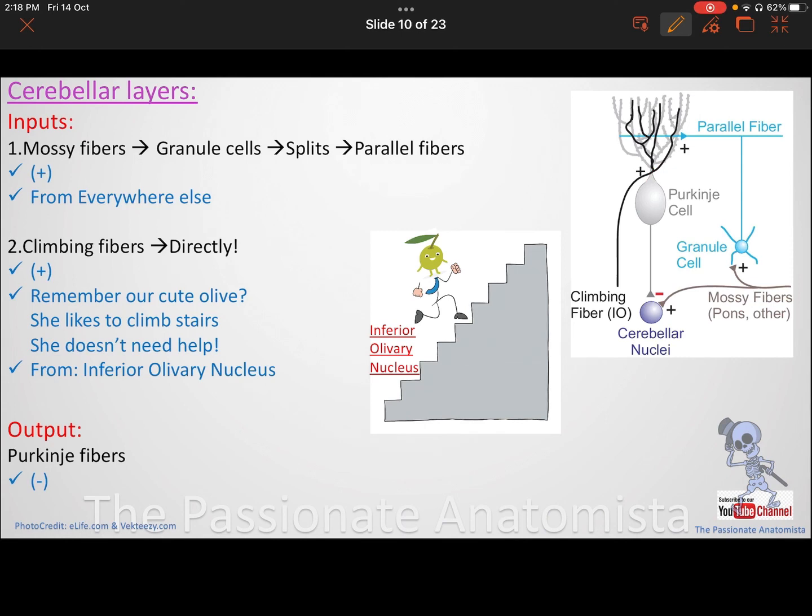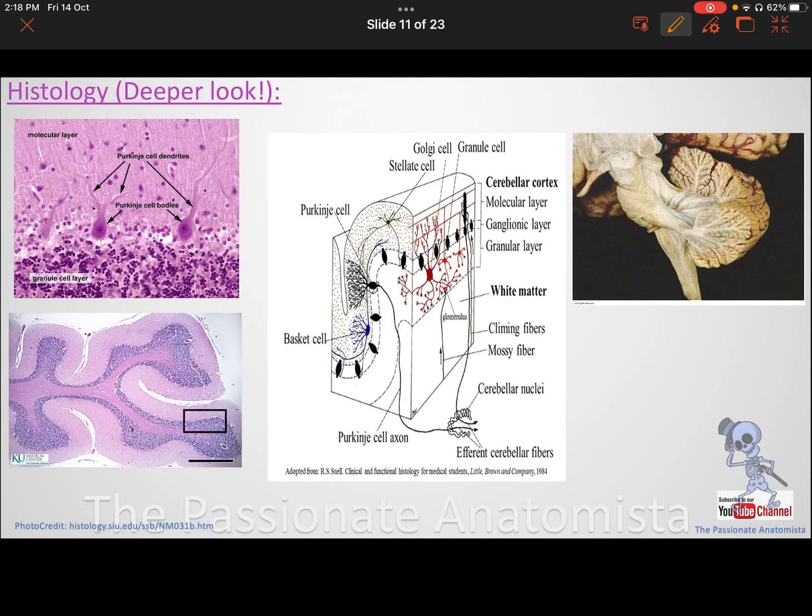All right, guys, so this is what happens, and this is another histological picture to show you why we call this molecular, because it has all of these dendritic cells, and here the Purkinje cell is embedded in the Purkinje layer, and then you have the granule cells, because the cells look like granules. Can you see? It looks like a granules kind of area.